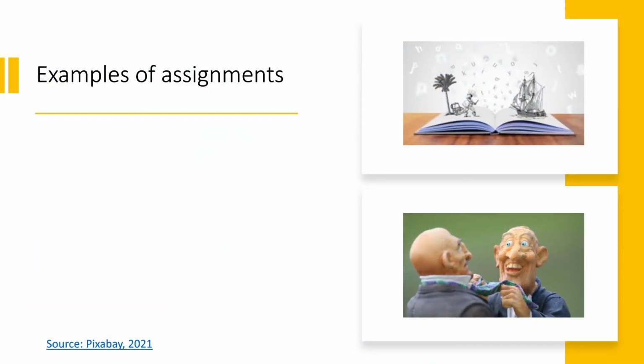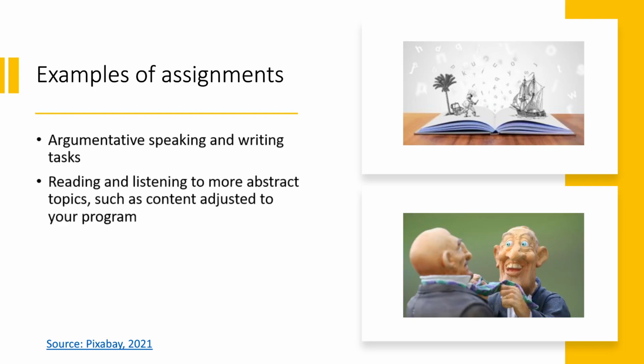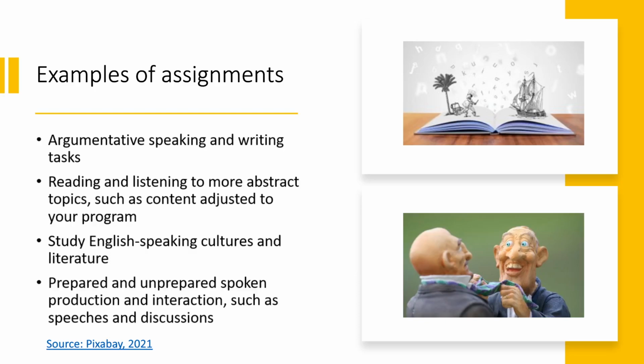Here are some examples of assignments you might come across when you're studying English 6. Argumentative speeches and writing tasks. Reading and listening content that is more abstract. Studying English-speaking cultures and literature. And also prepared and unprepared spoken production and interaction, such as, for example, discussions.